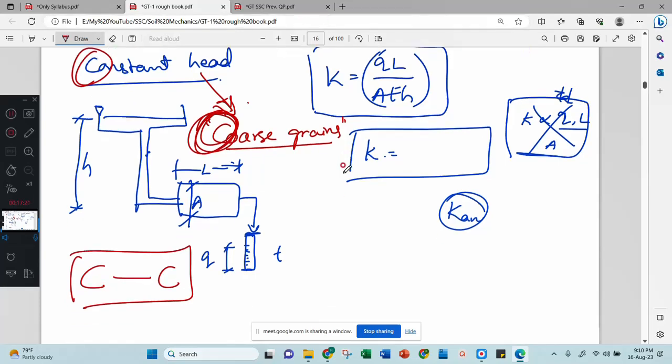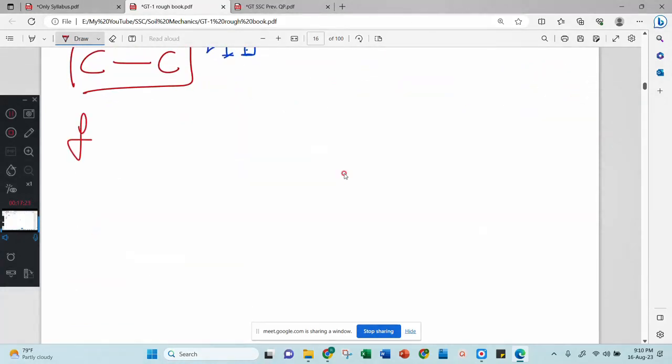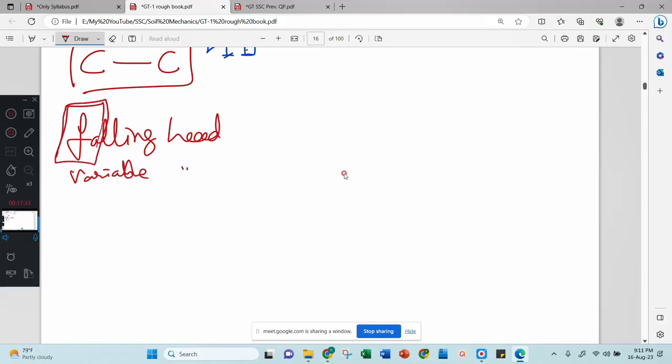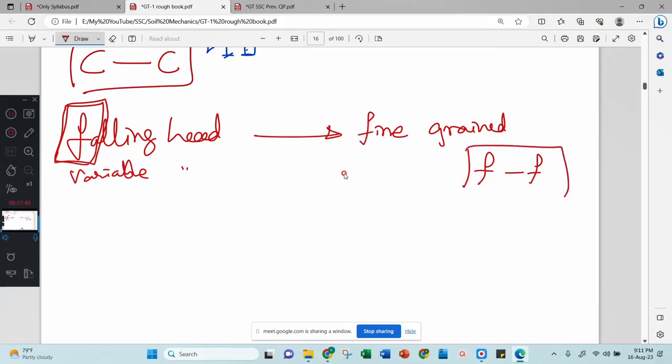Now we have another method that is called the falling head method. Another name for the falling head method is variable head method. But we'll remember falling head method, F. This starts with F, and this is suitable for fine grained soil. F means falling, F means fine grained soil.